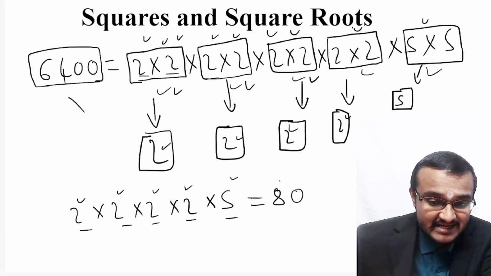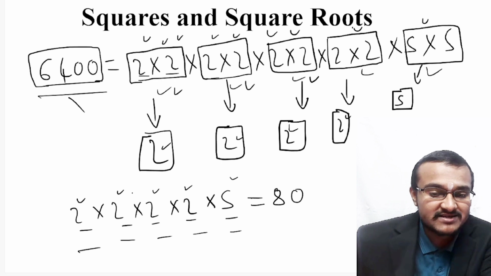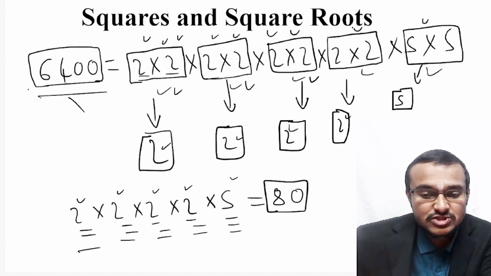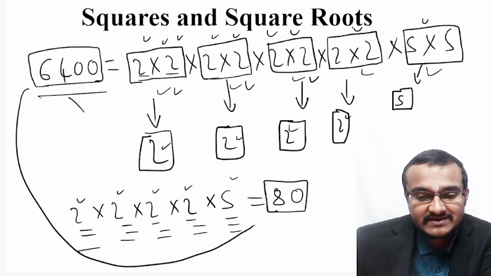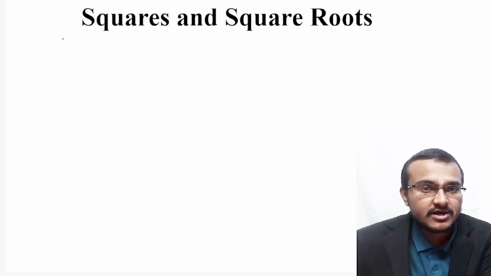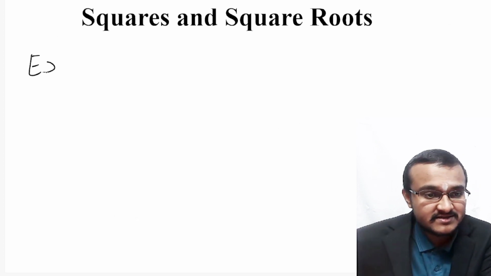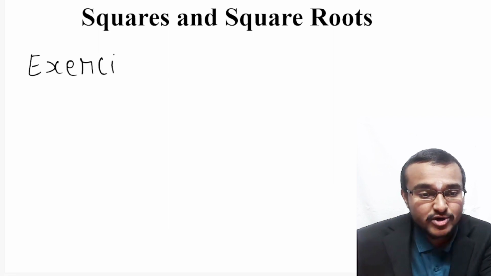So 80 will be the number. When you reduce that to single quantities and when you multiply that, you will actually get 80. That means the square root of 6400 is 80. So after learning these two methods, you have one exercise here, that is exercise 5.3.